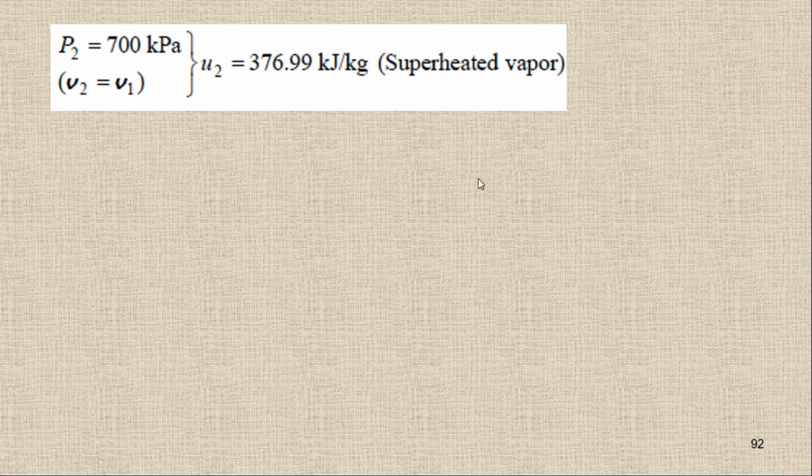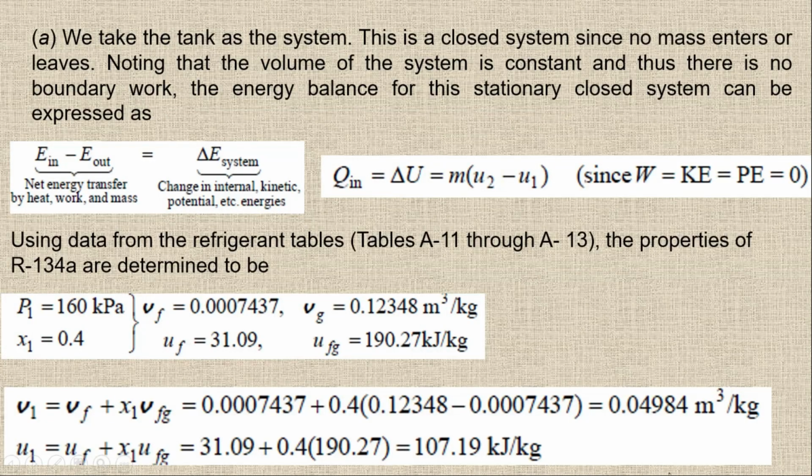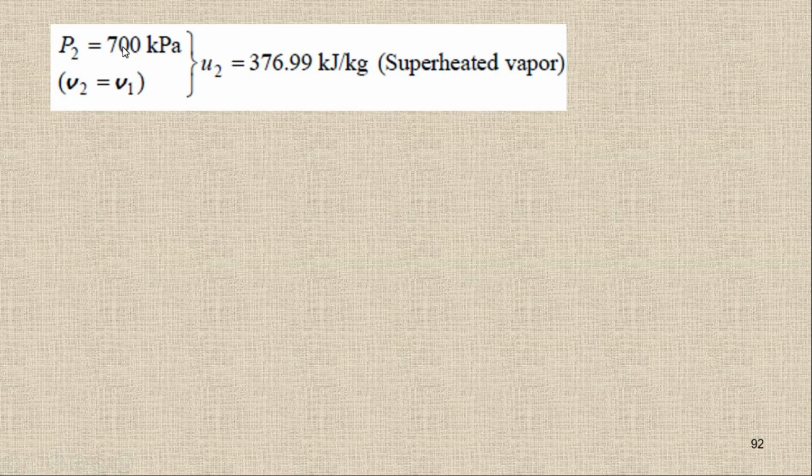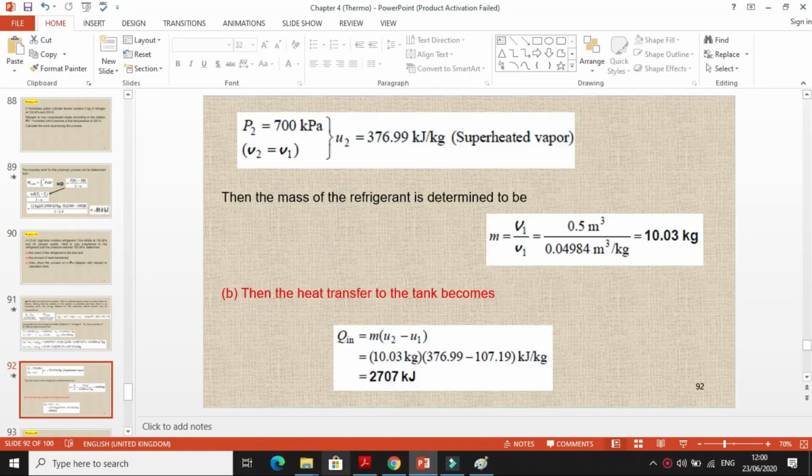At state number 2, we know the pressure is 700 kilopascal, and due to the rigid tank, the volume is equal to V1, which is 0.04984. At this point, with the pressure of 700 kilopascal, we can check the property U2 from the property table.